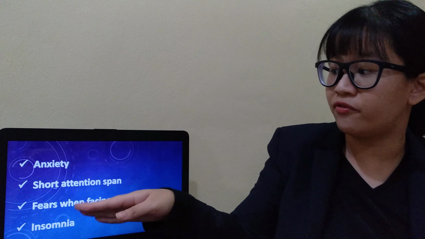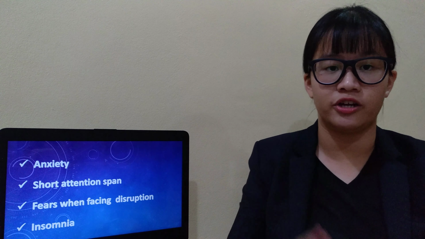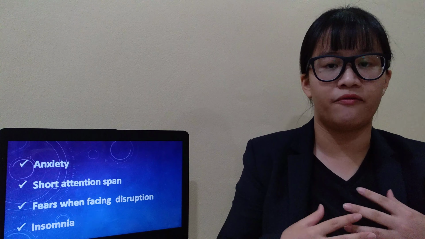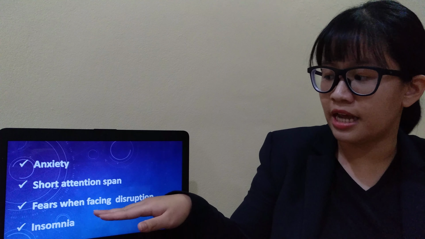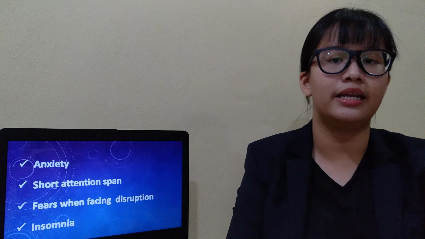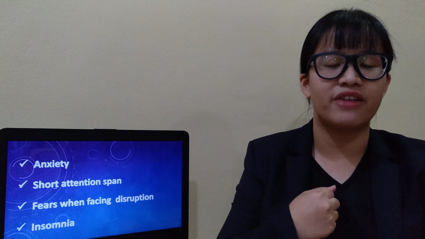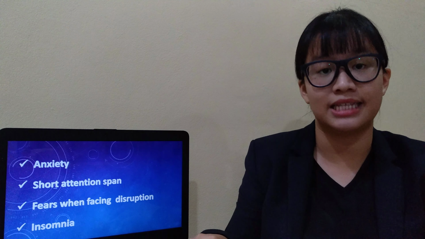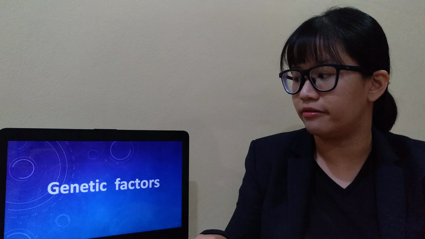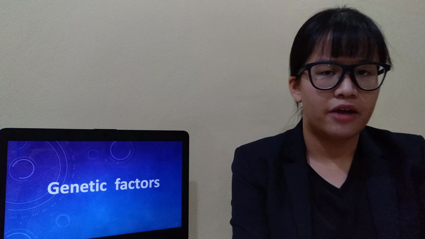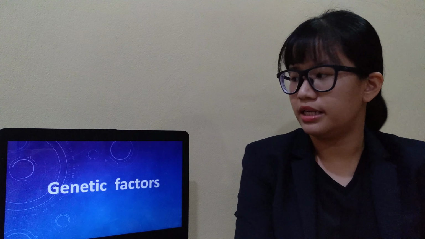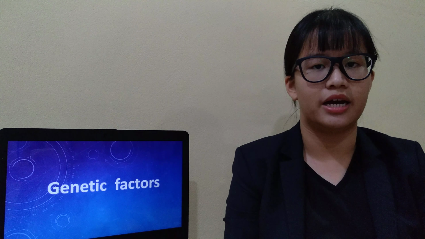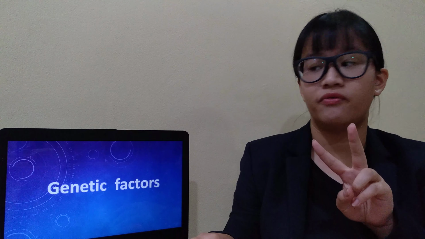Number three is they will feel fear when facing disruption, and they will repeat doing some action to reduce their fears. The last one is insomnia. They find it very hard to sleep and need to be accompanied by their parents so that they can sleep easily and well. The behavior of Down syndrome children is related to two factors. Number one is genetic factor, and number two is environmental factor.